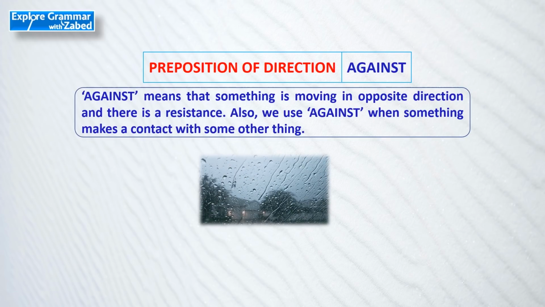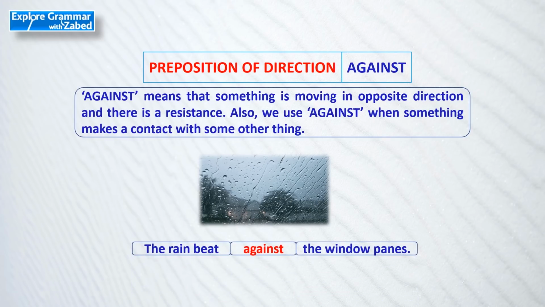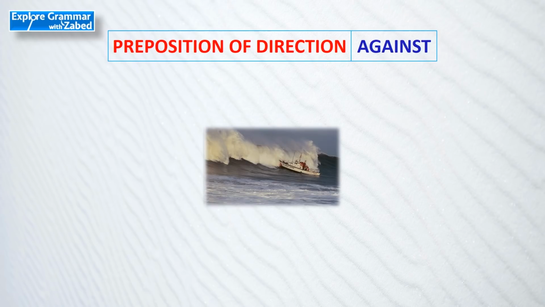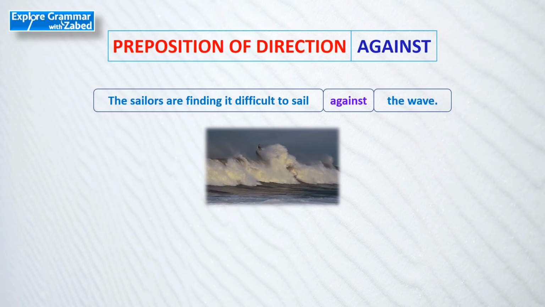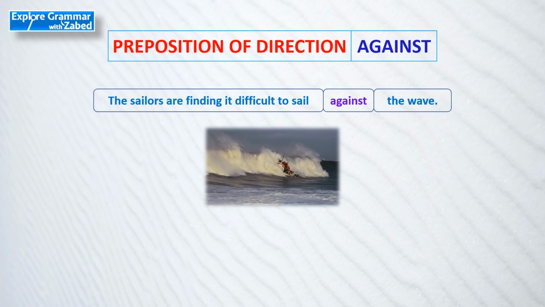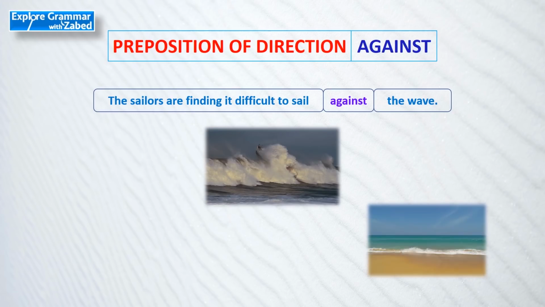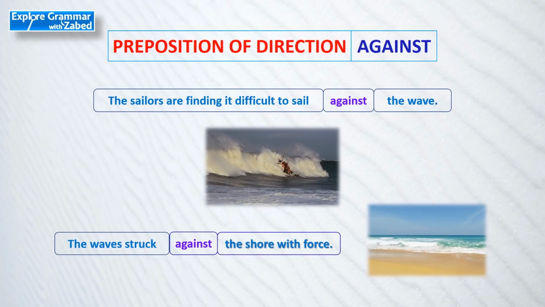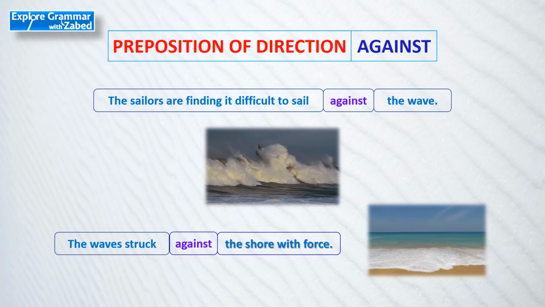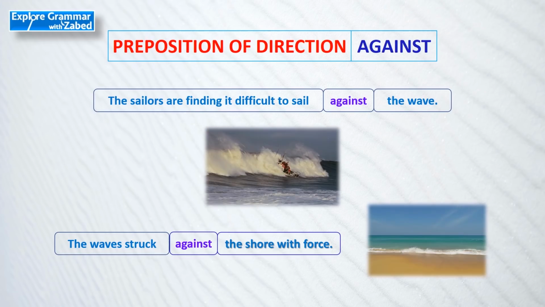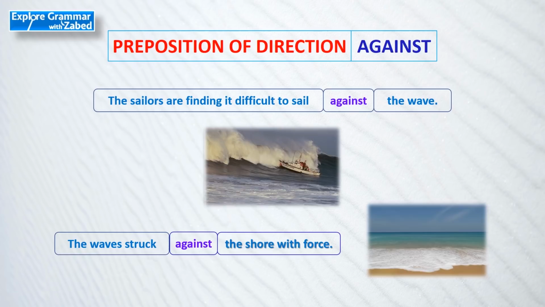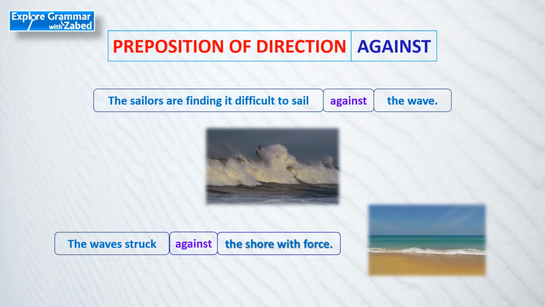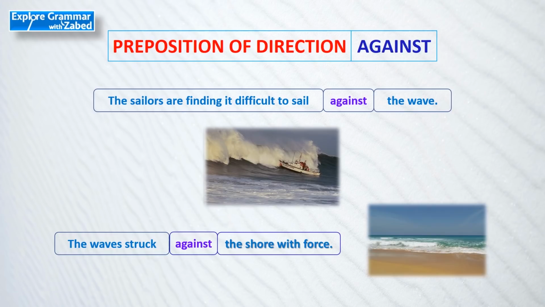The rain beat against the window panes. The sailors are finding it difficult to sail against the waves. The waves struck against the shore with force. In the first and third sentences, there is contact between two things. But in the second sentence, the thing is moving in the opposite direction.